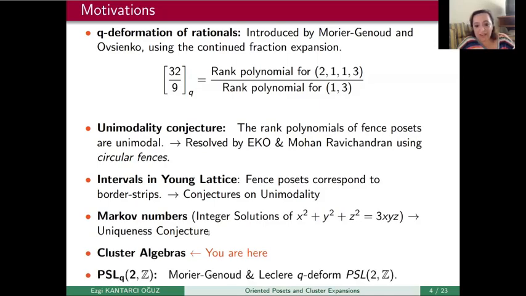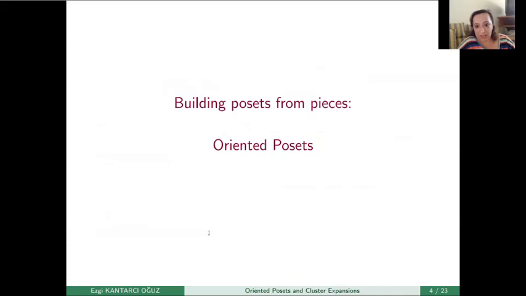And lastly, there was Morier-Genoud and Leclerc's paper. They used this q-deformation, and they gave a q-deformation of PSL2. So now they were deforming matrices. They also had some nice conjectures there. And I also started playing around with matrices. That's how oriented posets came about. This is a very, very simple combinatorial object that I was able to get a lot of use of. So I hope you would like it as well.